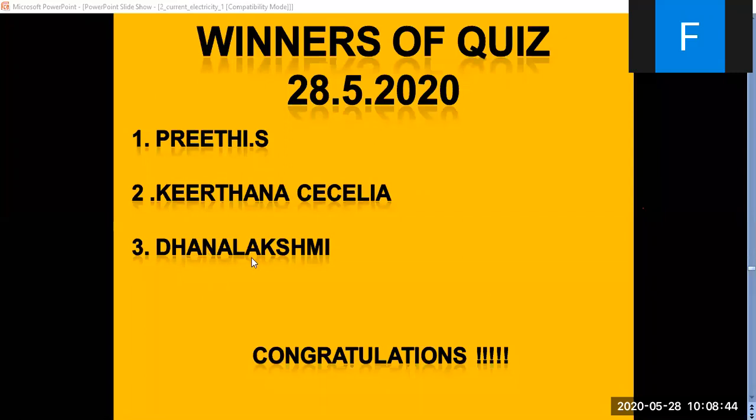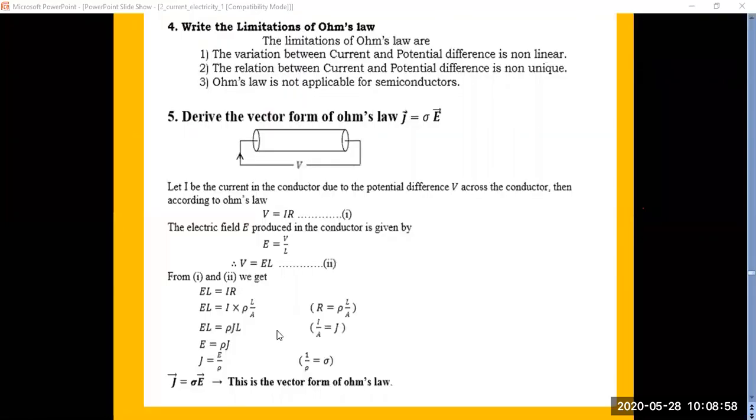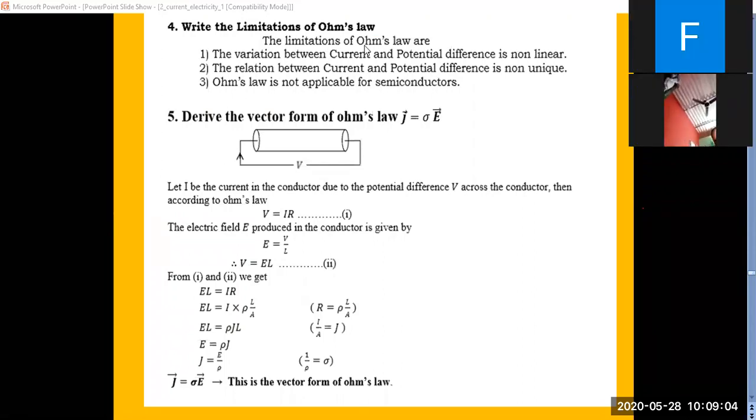Yesterday we were seeing your 1 mark and 2 mark questions. Today I told you we will be seeing the question paper questions which have arrived from this chapter. Before looking into that, 2 questions were left out. We will just complete that. The last thing we stopped with yesterday was the limitations of Ohm's law.